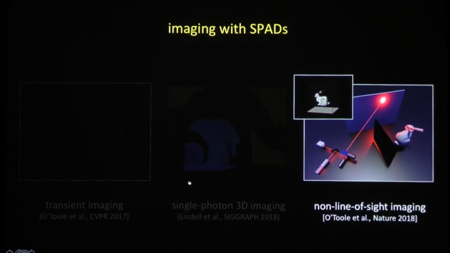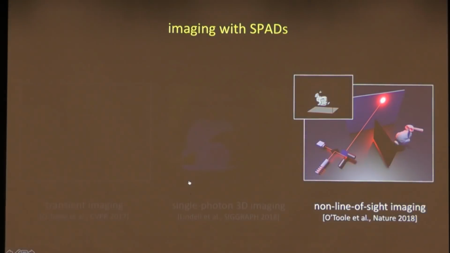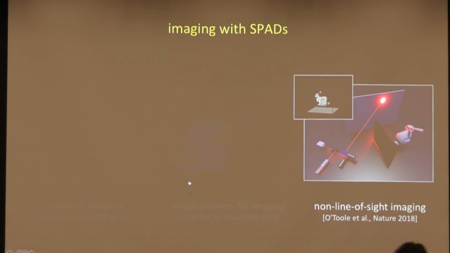Now, for the last part of this talk, and probably the topic that interests me the most, is this idea of non-line of sight imaging. So the task here is to try to find ways to capture images of objects that might be hidden from direct line of sight.